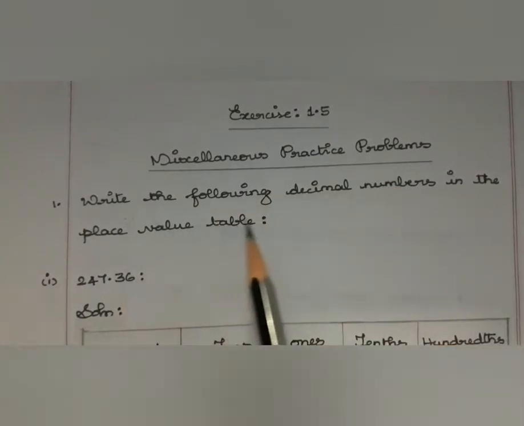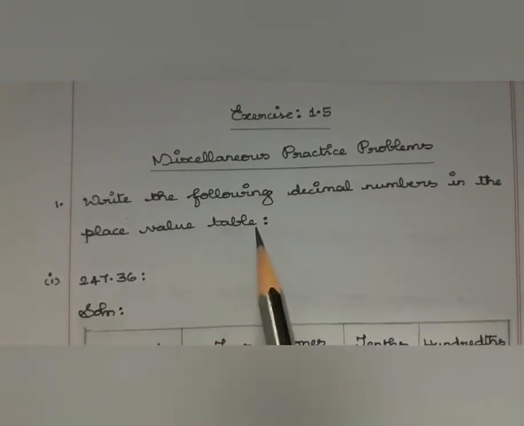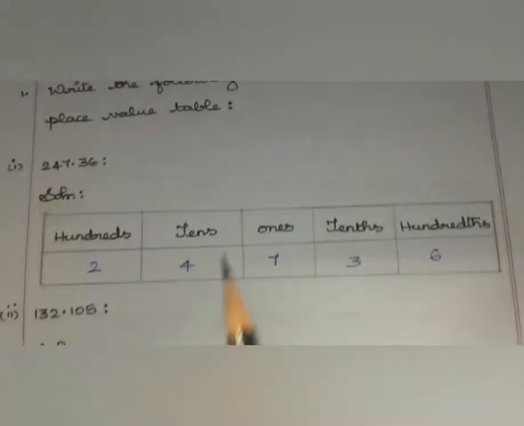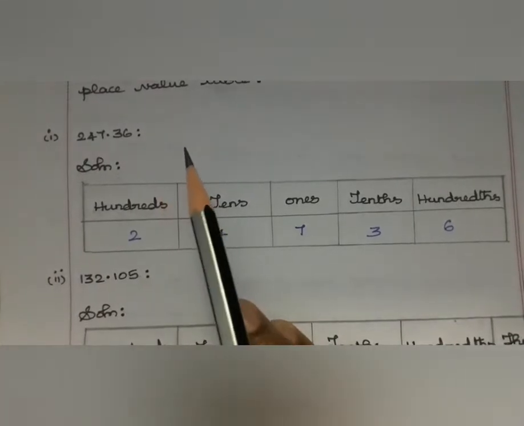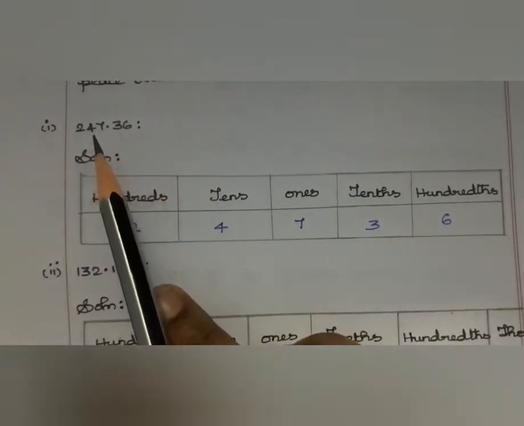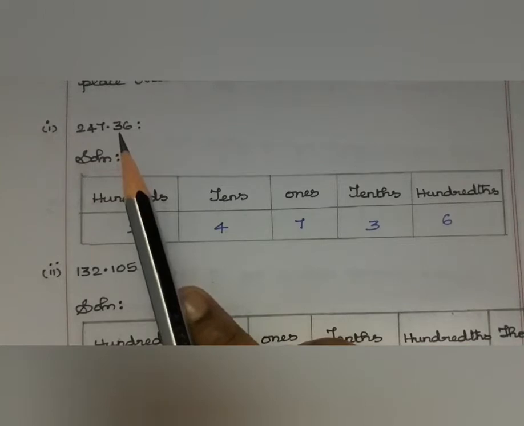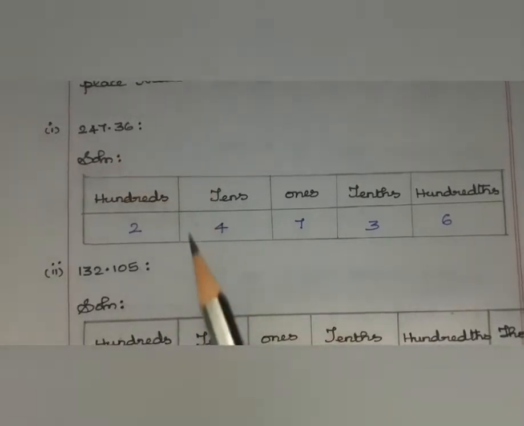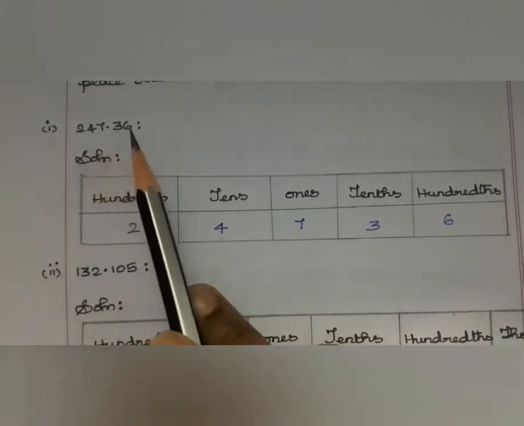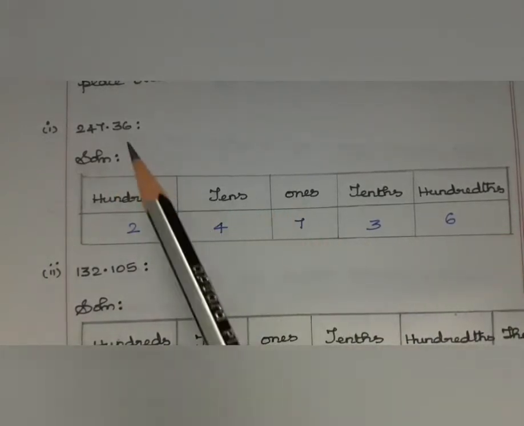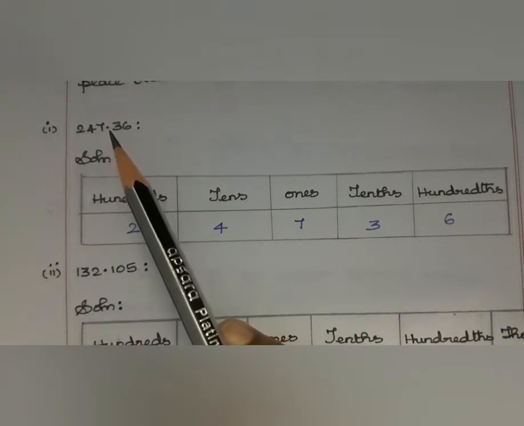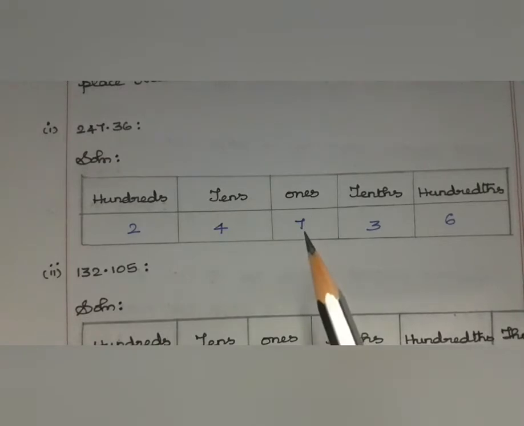First question, write the following decimal number in the place value table. You already know how to write the place value table. Okay, so first question 247.36. Here the 7 is ones, then tens, hundreds. After the dot we call it tenths, hundredths, thousandths. So how many digits are there? 5 digits. So put 5 boxes and then represent. You have to think over the decimal point. Before that go with ones, tens and hundreds, and after that go with tenths and hundredths.